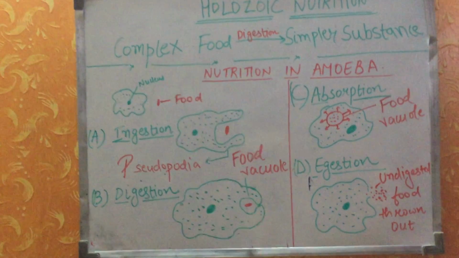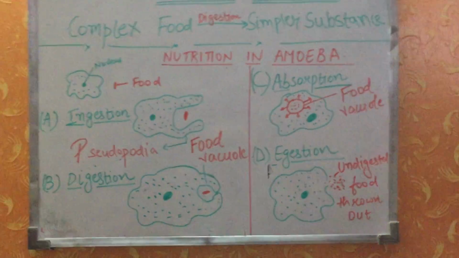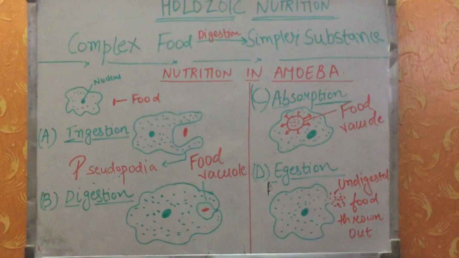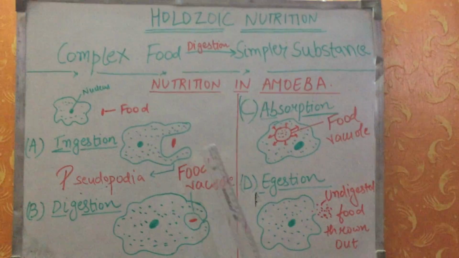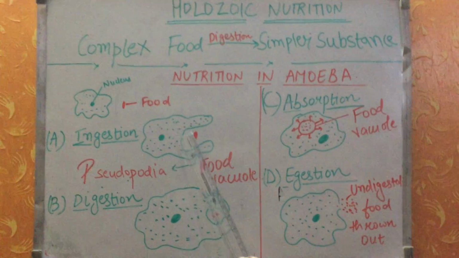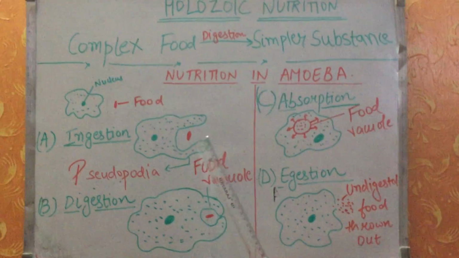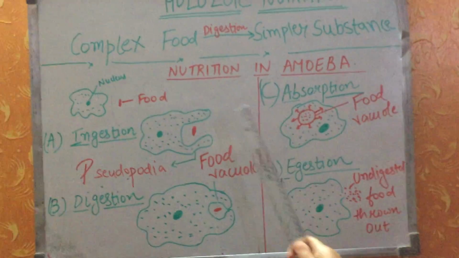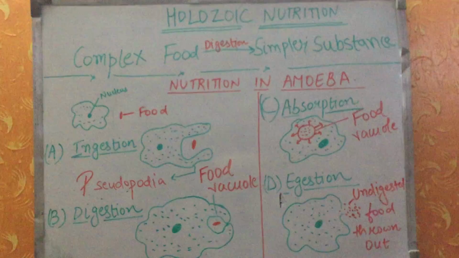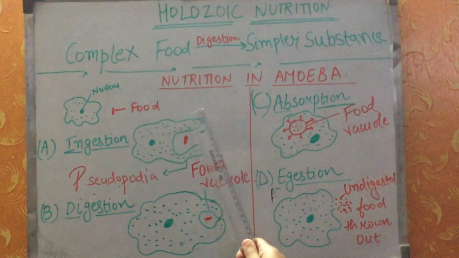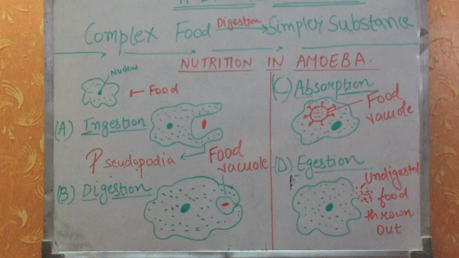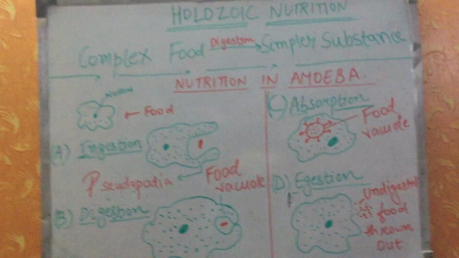Now, this amoeba will move towards the food and it will form a boundary around the food. This boundary is made of finger-like projections. As you can see, its shape is that of a finger. So these are the finger-like projections which the amoeba will form around the food particle. These finger-like projections are known as pseudopodia.